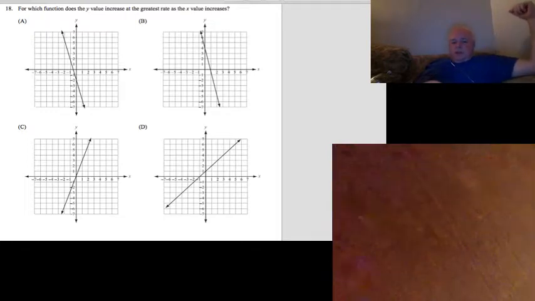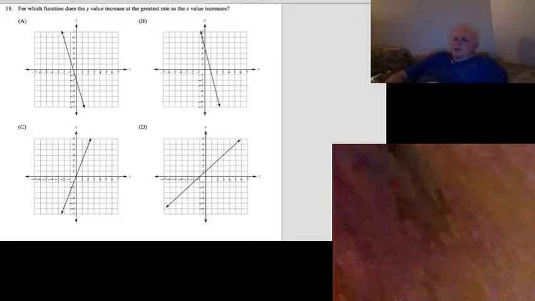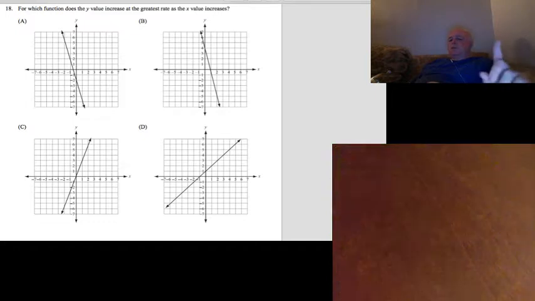So if you look at C, if x moves 1, y moves up by 3. But if we look at D, as x increases by 1, y only moves up by 1. So it turns out that in C, y increases faster for every increase of x. So the answer would be C there. We could also, if we wanted to, figure out the slope of the line. For A and B, the slope will be negative, and for C and D, the slope will be positive. The slope for C will be 3, and the slope for D will just be 1. So that means C, because it's 3, is the largest, so it's moving the fastest.